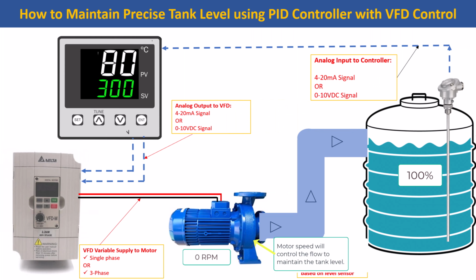The variable frequency drive, or VFD, controls the motor speed, which in turn controls the flow of liquid going into the tank. If the tank level is too low, the VFD speeds up the pump. If the level is too high, it slows down. Since the control valve is not installed in the line, the motor will maintain the level based on the VFD control command. This creates a smooth and automatic feedback loop.